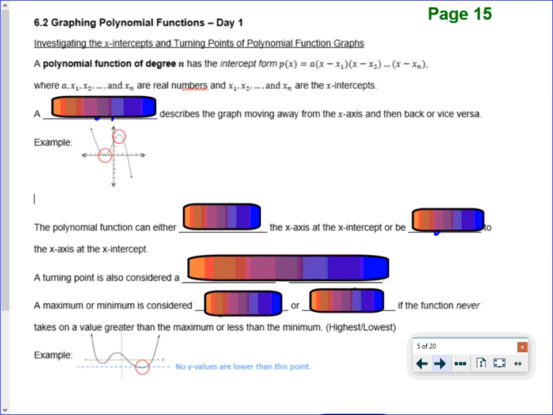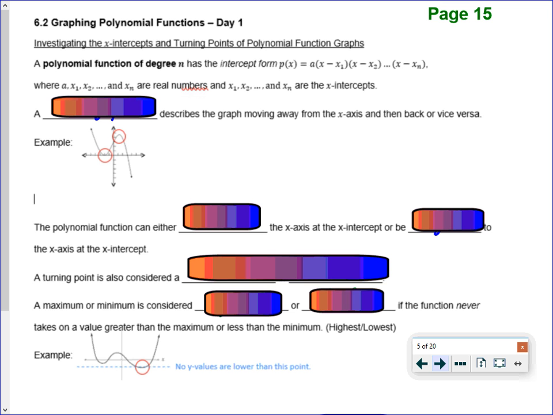Okay, so now we're going to be looking at x-intercepts and turning points of polynomial functions. So a polynomial function of degree n has the intercept form p of x equals a times x minus x1 times x minus x2, and so on and so forth, to x minus xn, where a, x1, x2, all the way up to xn are real numbers, and x1, x2 to xn are x-intercepts.